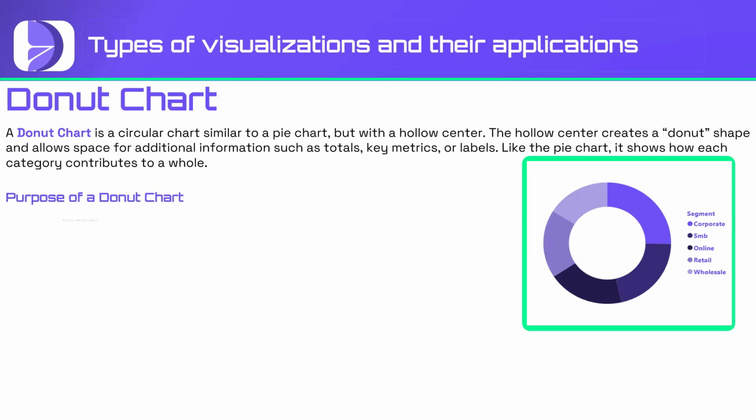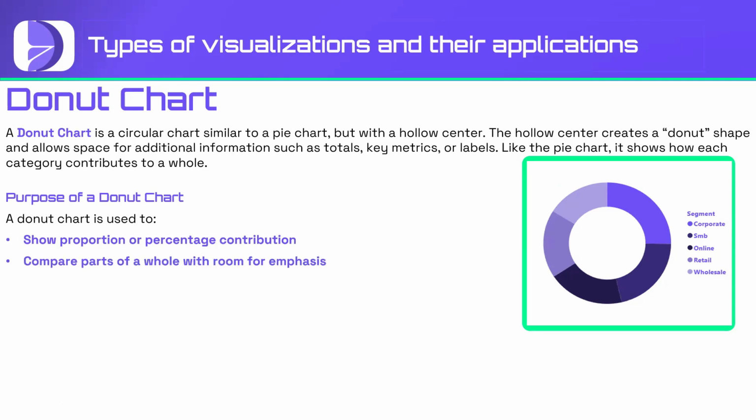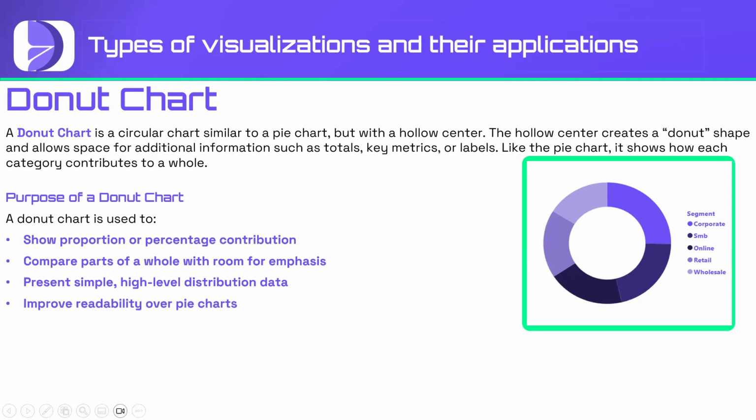So what is the purpose of a donut chart? Similar to the pie chart, it shows proportions or percentage contribution, like showing what percentage each of the slices contributes to the total. Then, compare parts of a whole with room for emphasis. Then present simple, high-level distribution data. And finally, improve readability over the pie chart.